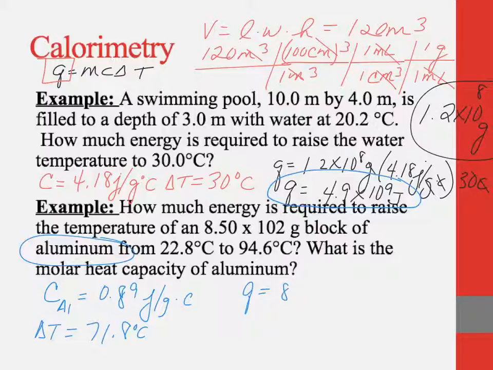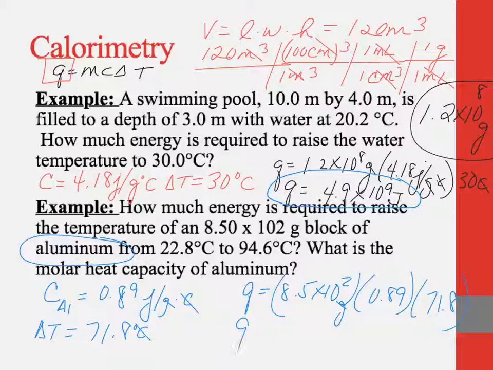My Q is going to be 8.5 times 10 to the second times 0.89 times 71.8. I'm going to leave my units out for space here and cancel them on the side. My Celsius cancels and my grams cancel, and I'm left with joules. That's going to be 54,316.7 joules. That's the first part of the question.